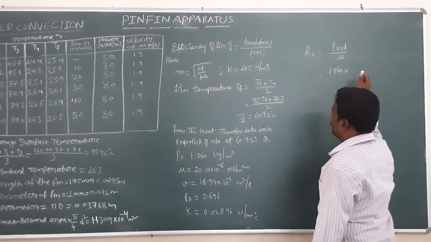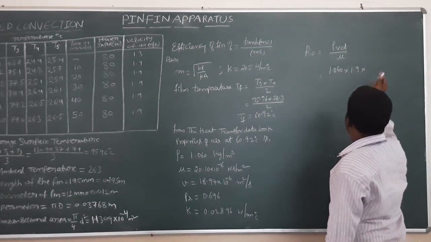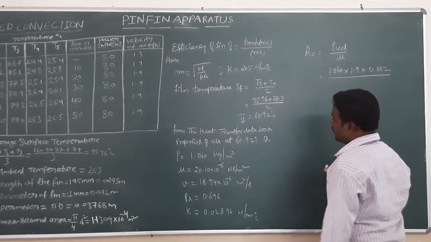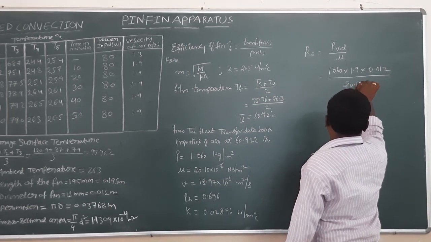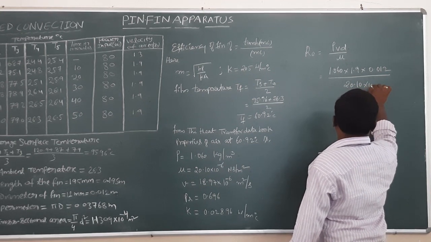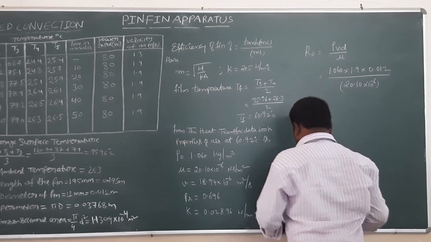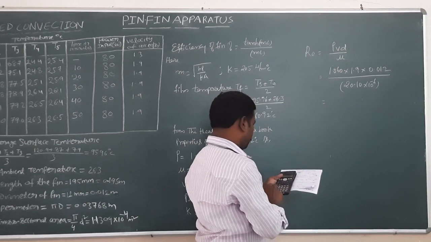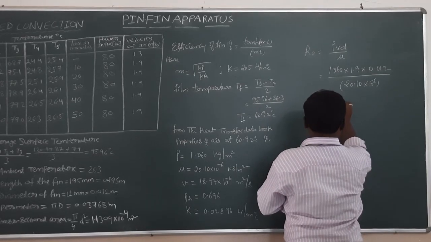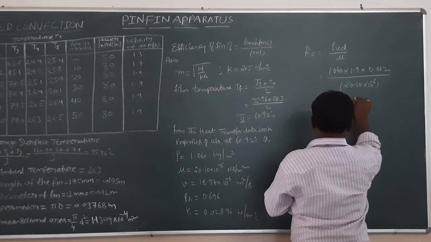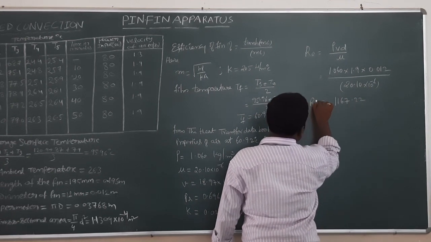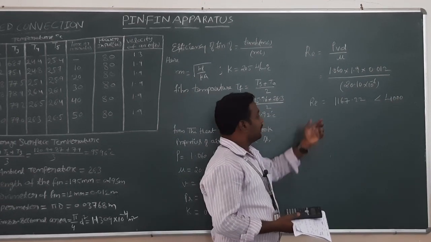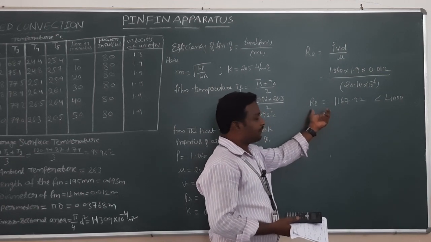1.060 into velocity 1.9 meters into diameter 0.012 divided by dynamic viscosity 20.10 into 10 to the power of minus 6. Calculate this value by using the calculator. 1167.22. Here the Reynolds number value is less than 4000. So, the flow is laminar flow.